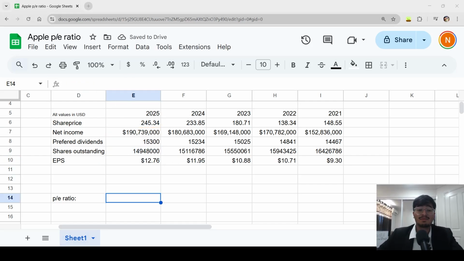And then the final step to actually finding the PE ratio is quite simply dividing the share price at that time by the earnings per share of that company. PE ratio in 2025 for Apple is $19.23. But this doesn't actually mean anything unless you start comparing it with other PE ratios in the market.